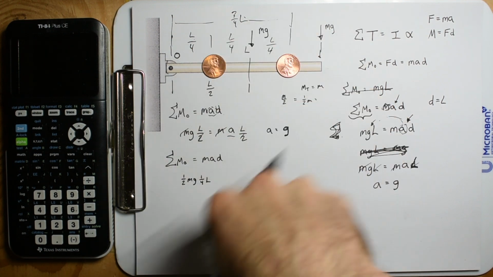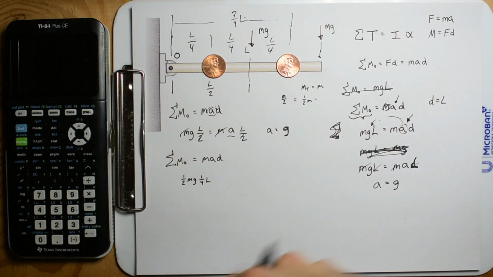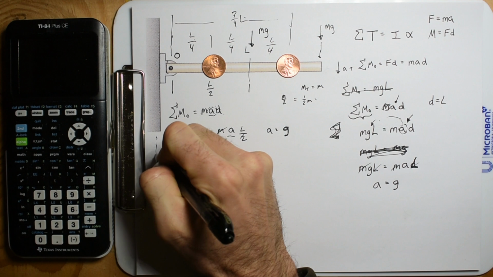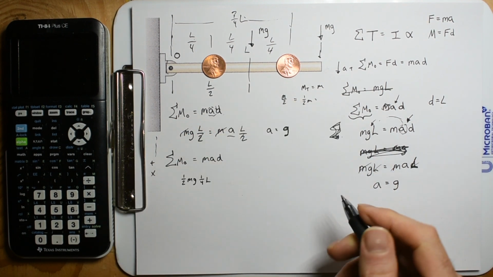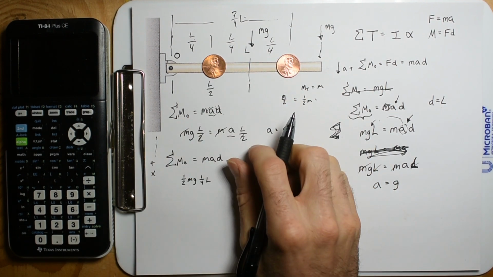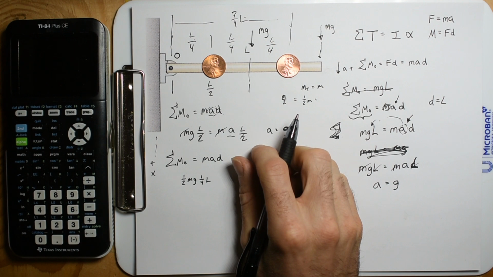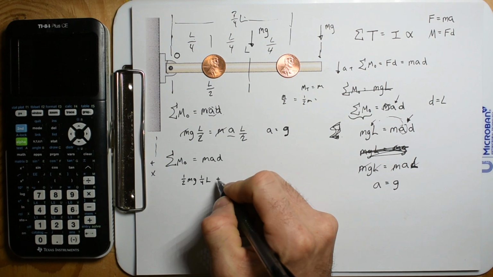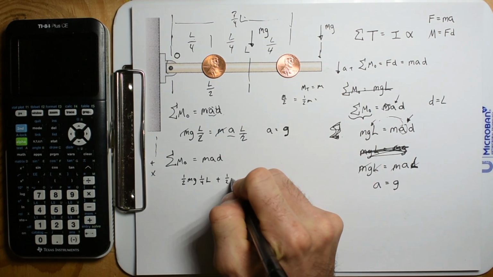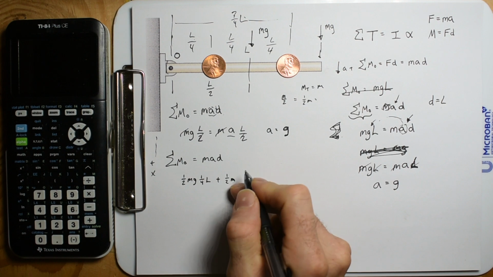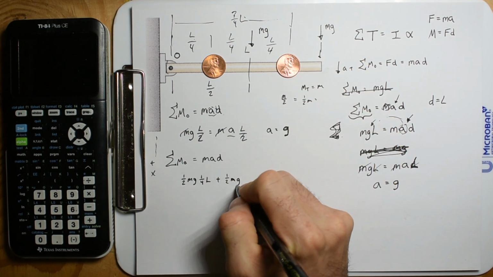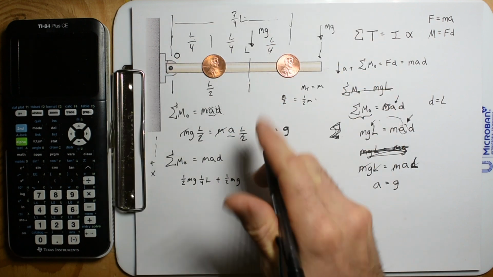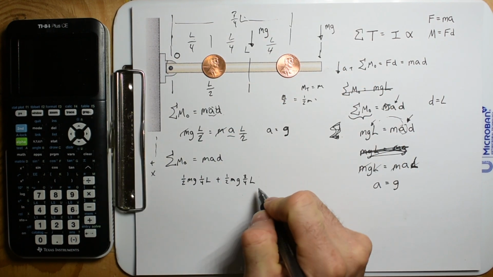I'm going to say all these moments are positive, because the moments are only going in one direction, and I'm going to say the acceleration is positive, so this is my positive x direction. Cool. And then this penny has a mass of 1/2 m. The force is mass times gravity, so 1/2 m times g, and the moment, force times distance, is going to be at a distance of 3/4 L.